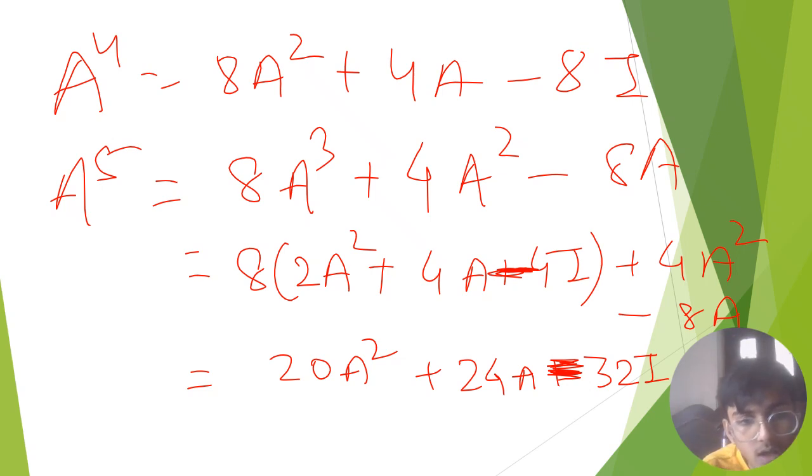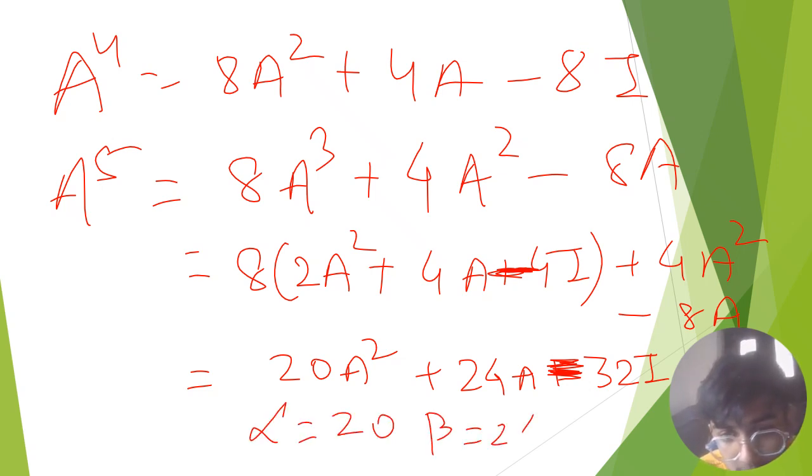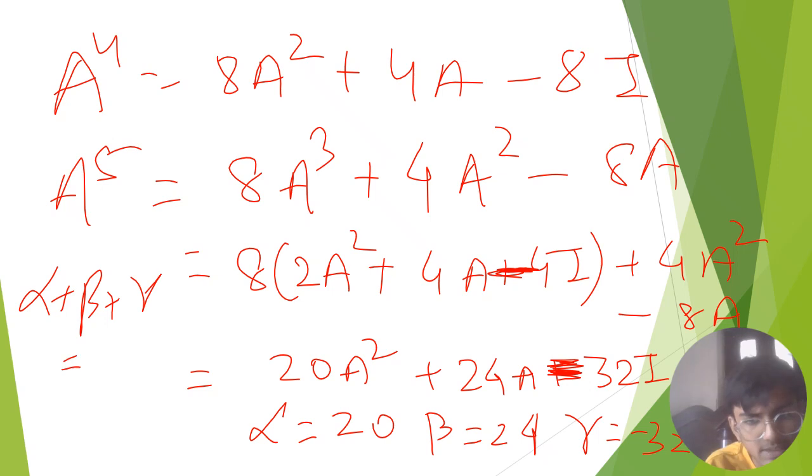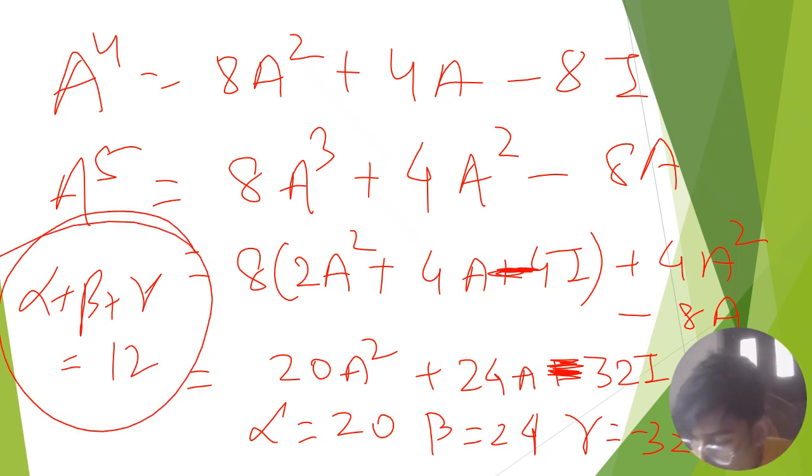Now comparing to whatever is given to us, alpha, beta, gamma. Alpha is coming as 20, beta is coming as 24, and gamma is coming as minus 32. Just adding all those, alpha plus beta plus gamma is 12. As simple as that. Okay, so done. This question is also done.